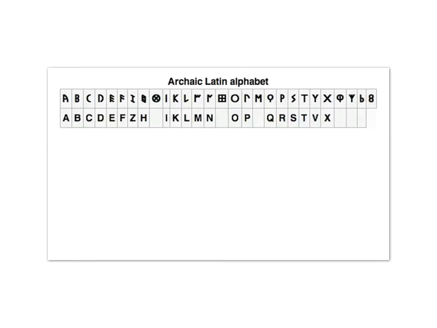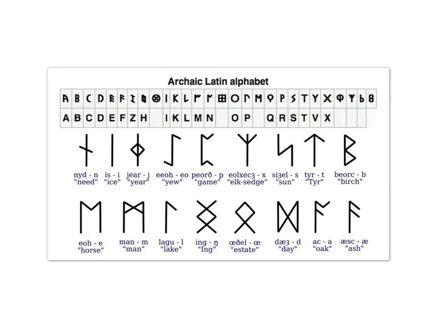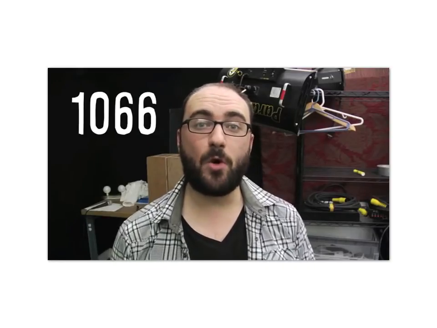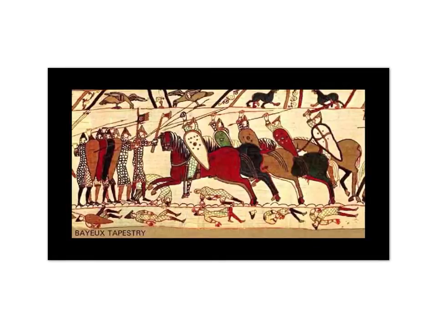Now, these Angles began immigrating to an island named Britain. In fact, there were so many Angles there, you may as well have called it Angleland. Angleland. England. Before they had Latin characters, they wrote their language not in letters, but in what are known as runes. And everything was fine and dandy until 1066, when the Normans invaded and won.